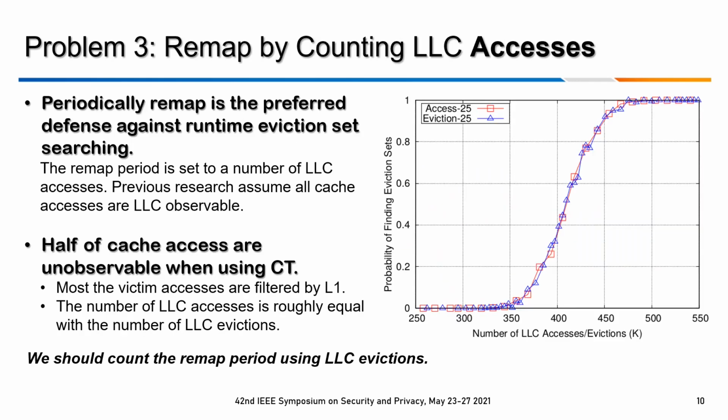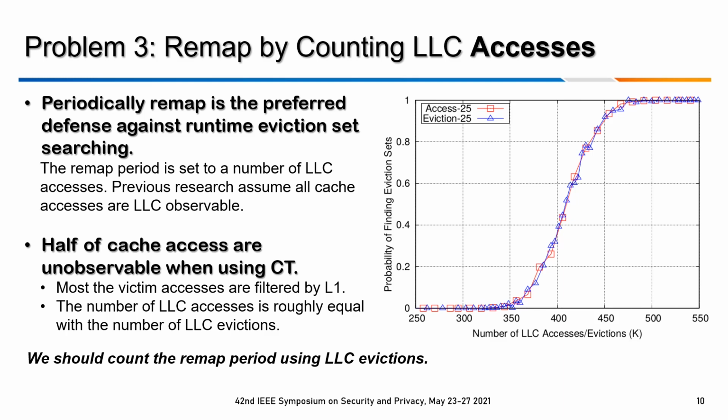Proposed by CEASER, periodic remapping can efficiently defend against the search for eviction sets at runtime. They also estimate that remapping every 100 LLC accesses per cache block is frequent enough. However, they seem to use the cache accesses rather than LLC accesses in the estimation, which fails to consider the filter effects of the L1 caches.